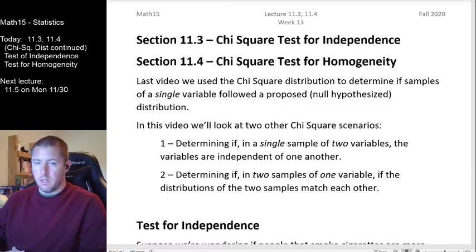We've got really two different scenarios that we want to set up. The two tests that we're looking at today are the tests for independence and for homogeneity. And I know it's not directly obvious what it means to test for independence or test for homogeneity. So let's talk about that real briefly first.